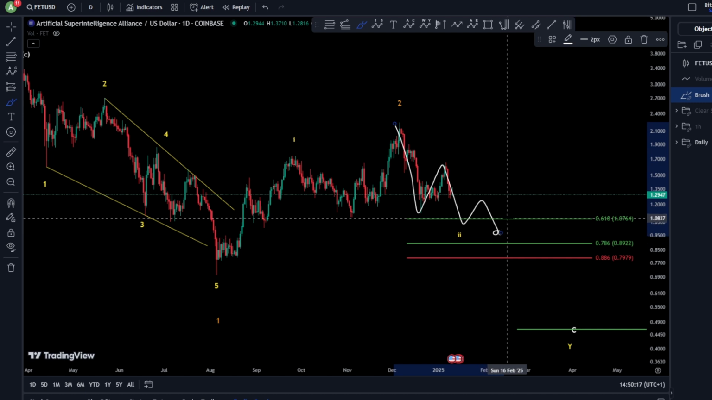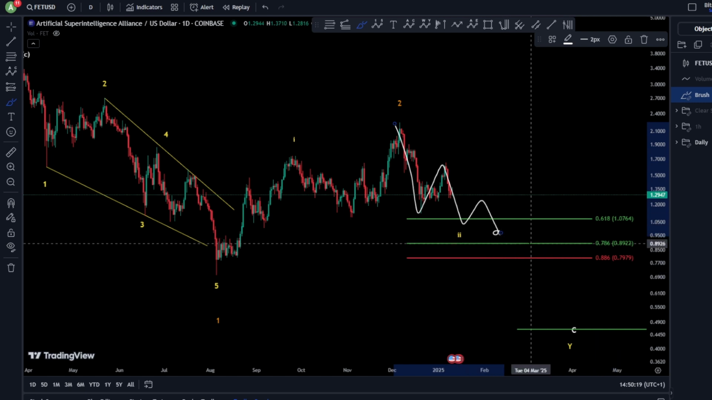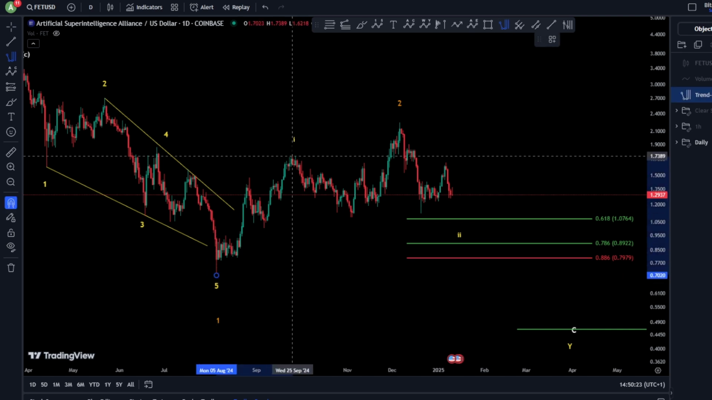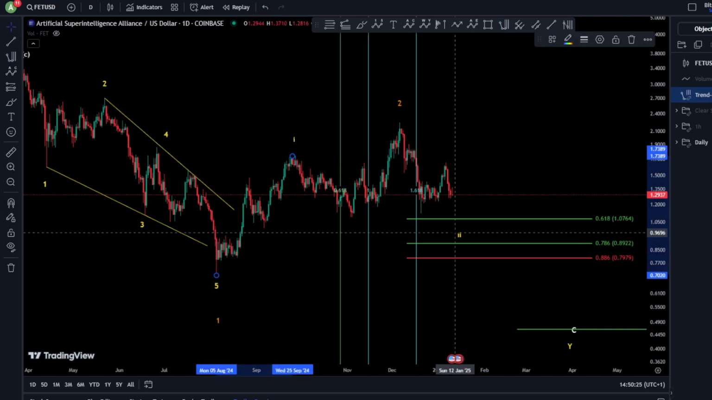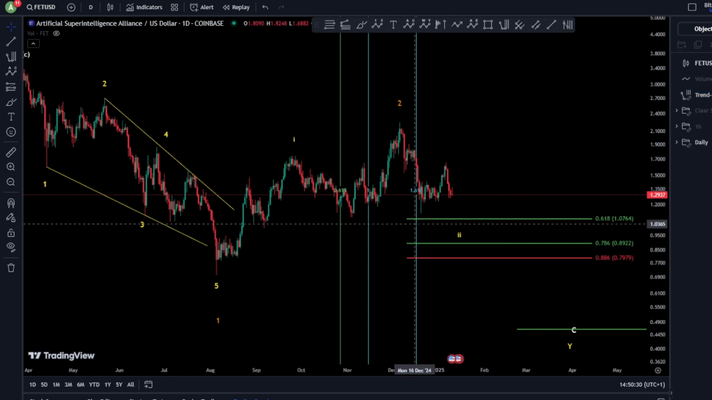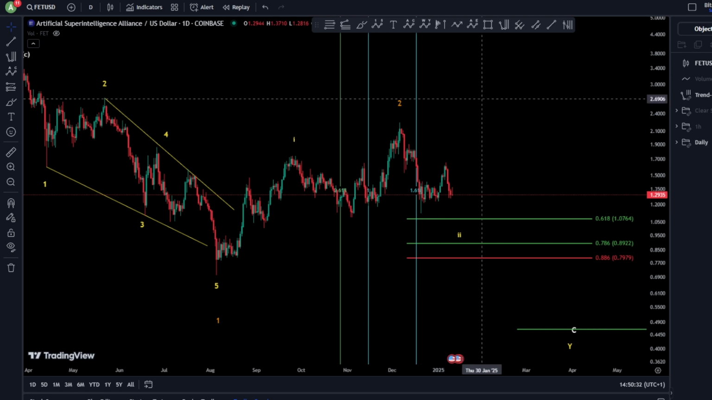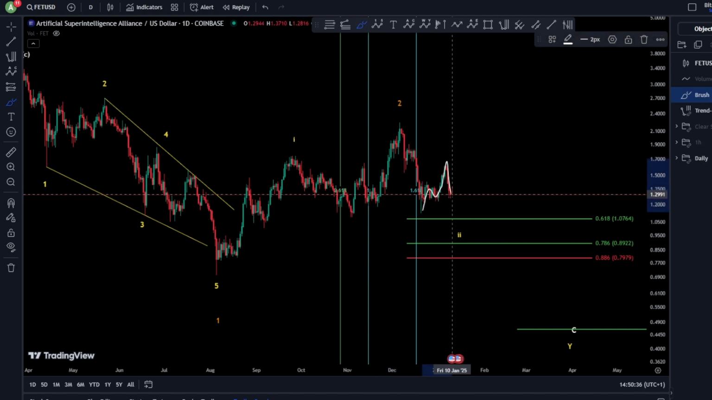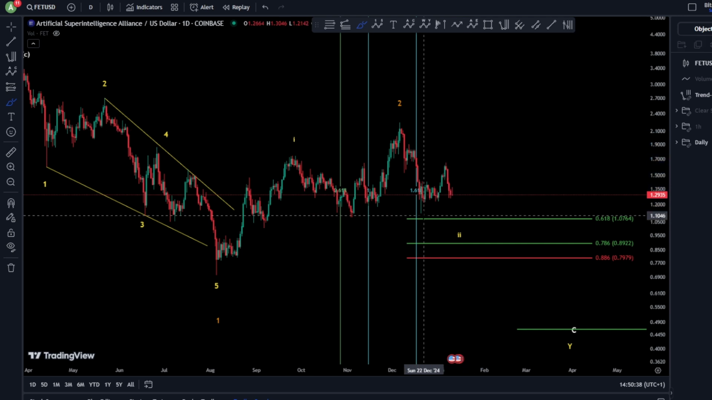This will end perfectly in the Fib level for a wave 2. If we take also the time required for a wave 2 here from your wave 1, we can see that we are very close to finishing here a wave 2. So if we would like to say that we have finished a wave 2 here, we want to see something unfolding toward the upside.